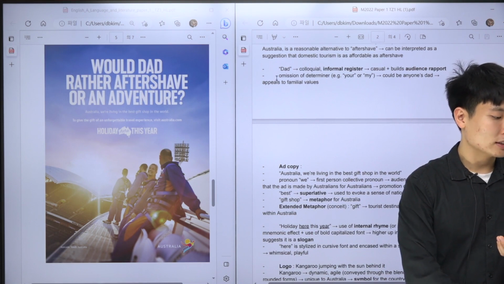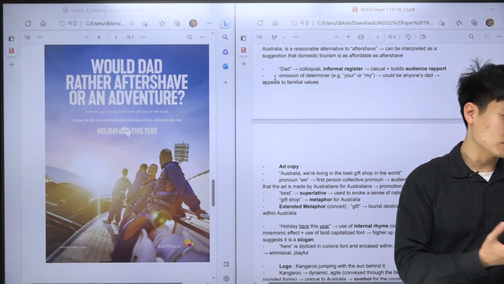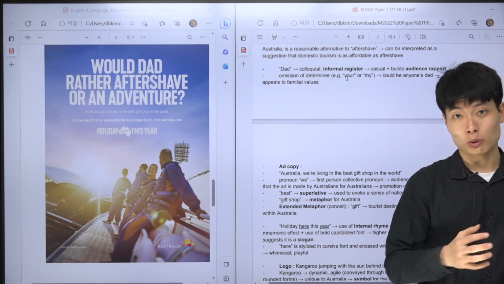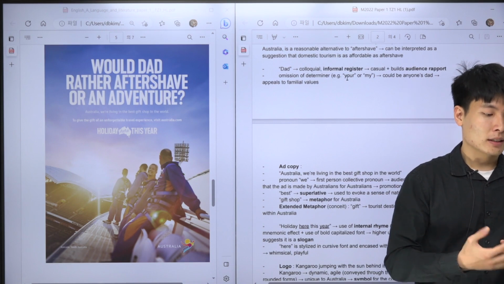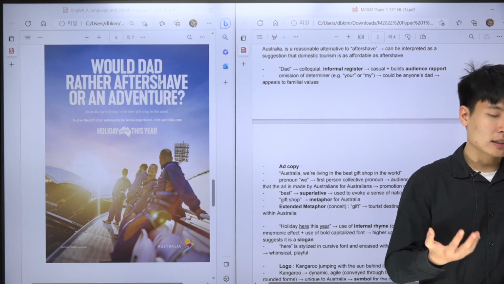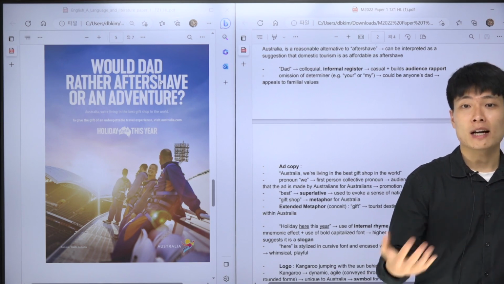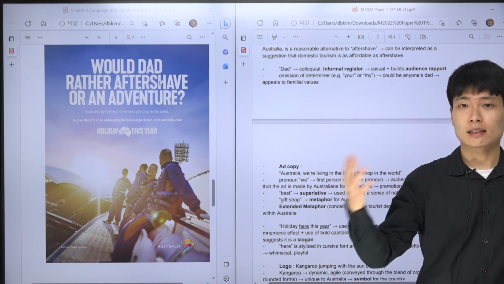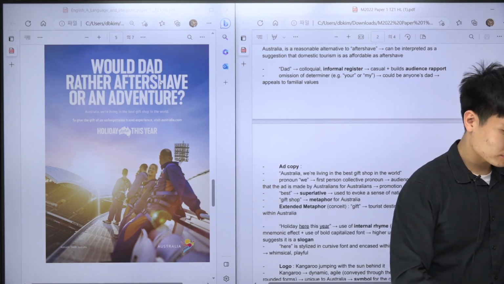And also, instead of "would your dad," they just simply wrote "would dad rather aftershave or an adventure." So the omission of the determiner, so your or my, suggests that this could be anyone's dad. And again, that helps appeal to familial values, not to mention, it can apply for pretty much everyone. It has that mass appeal.